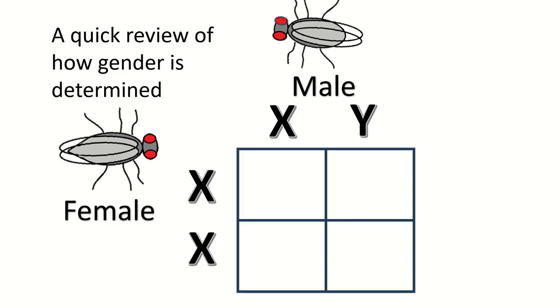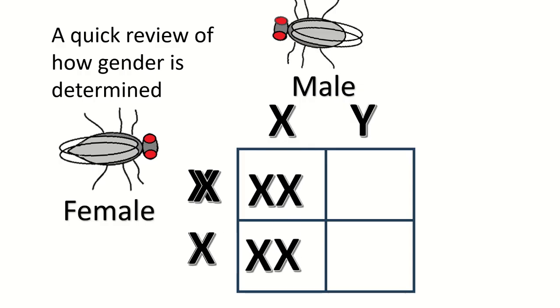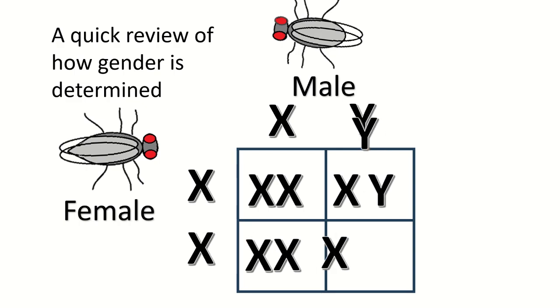So looking again, reviewing just how gender is inherited, mom always gives an X. If dad gives an X, it's a female. If dad gives a Y, it's a male. 50-50 chance.